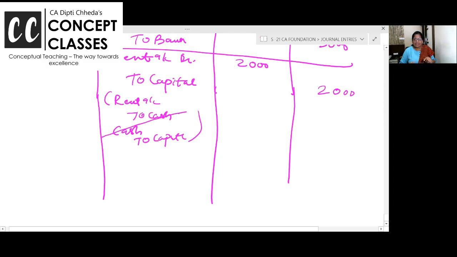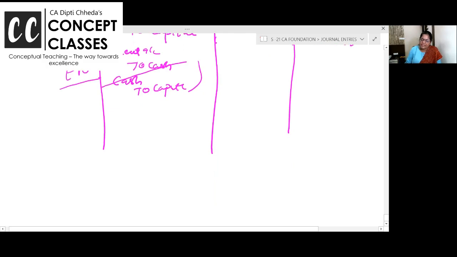Now you write it. Explanatory note. Don't write it in the exam. The explanatory note is for your understanding. Rent account debit to capital, as if the capital is brought into the business. Easy. Next one. 8th one. Okay.